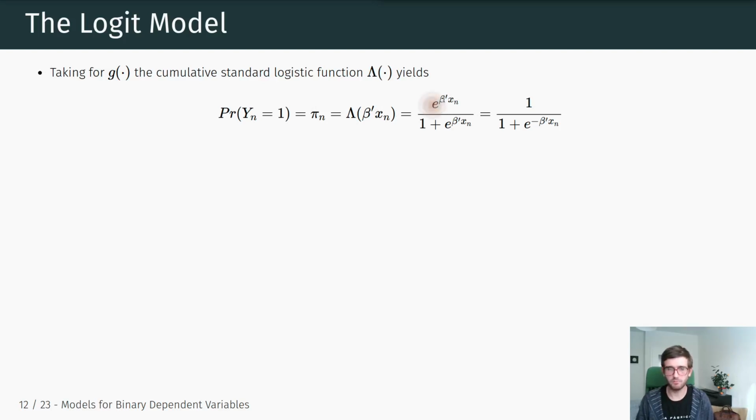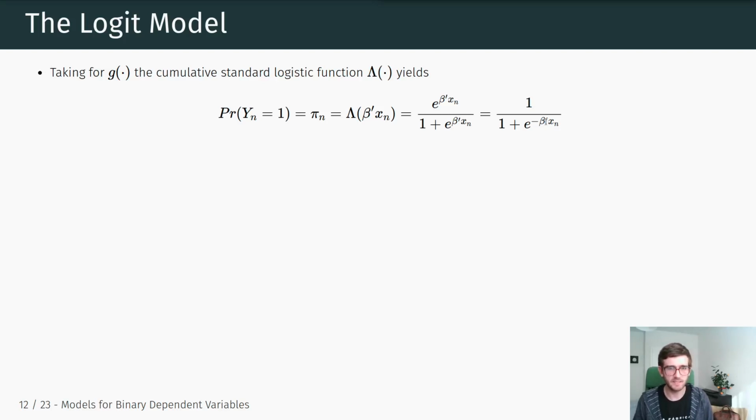One common function to do this is the Logit or the inverse Logit function, which looks as follows. It's e to the power of beta prime xn divided by 1 plus e to the power of beta prime xn. And we can further simplify this by dividing by e to the power of beta prime xn in the numerator and the denominator: 1 divided by 1 plus e to the power of minus beta prime xn. This is just one link function out of a universe of potential link functions we could use, but it has the property that we want.